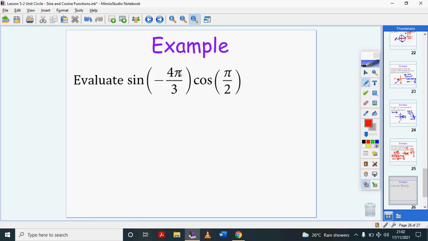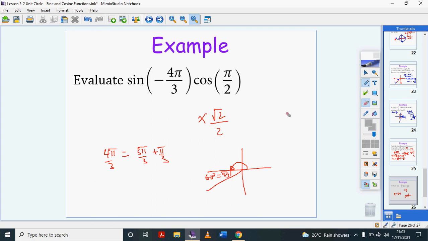Okay, evaluate sine of negative 4 pi over 3 times cosine of pi over 2. Figure out what this angle is and what this angle is, and then substitute with their ratios. Cosine of pi over 2 is the same as square root of 2 over 2. 4 pi over 3, let's see what angle that is. 4 pi over 3 is the same as 3 pi over 3 plus pi over 3. So 3 pi over 3 is the same as 1 pi. Then I add a third of a pi, and I know a third of a pi is 60 degrees. So this angle must have the same ratios as 60 degrees or negative 60 degrees.